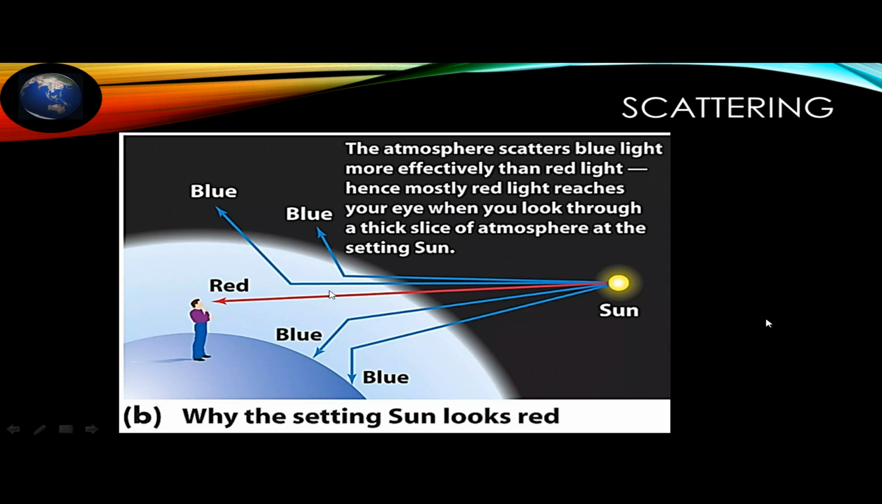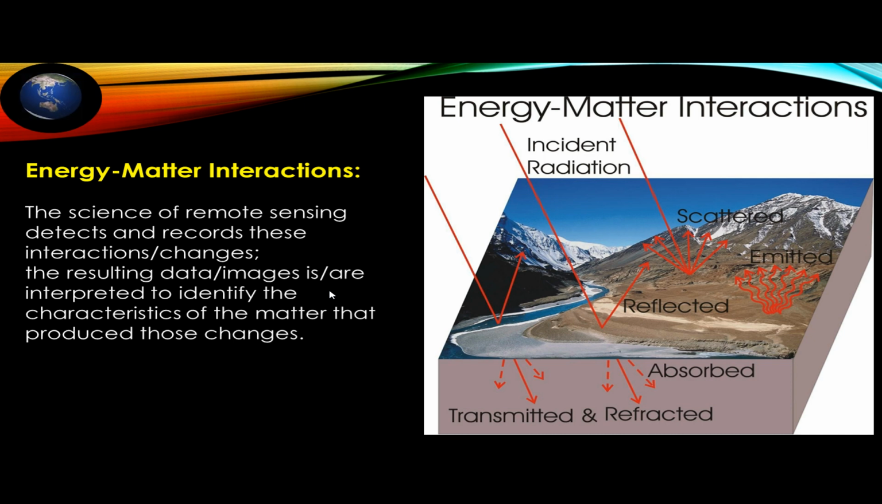So if someone asks you why the sky appears blue in the daytime, and why the sky appears red in the evening time, you can tell the answer. Okay, so what more can we see when the energy matter interaction happens from the electromagnetic radiation? The science of remote sensing detects and records this interaction or the changes. The resulting data images are interpreted to identify the characteristics of the matter that produced those changes.